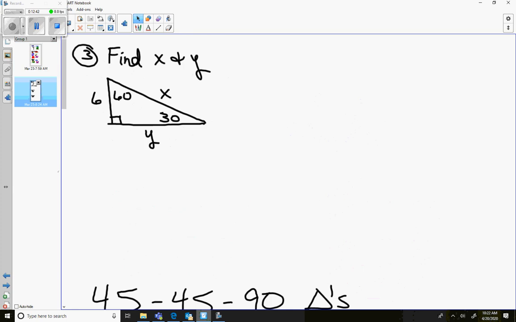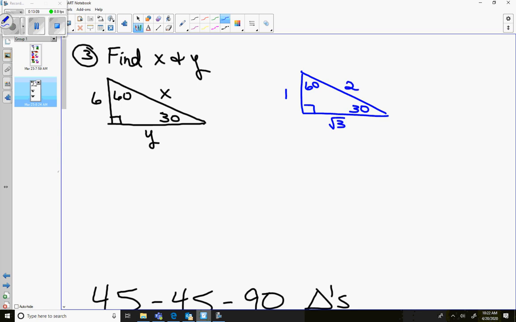All right, number 3. Find x and y. Again, this is a 30, 60, 90 triangle. Again, it looks different. Doesn't matter how it is drawn. Draw your triangle to look just like the one that's given. Right angle in the bottom left, 60 degrees at the top, 30 degrees bottom right. Opposite the 30 is 1. Opposite the 60, square root of 3. Opposite the 90 is 2 for your standard 30, 60, 90 triangle.